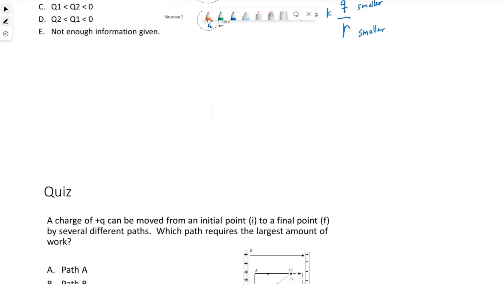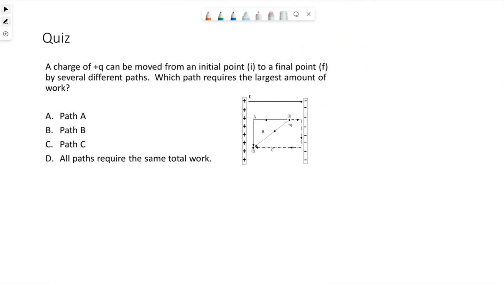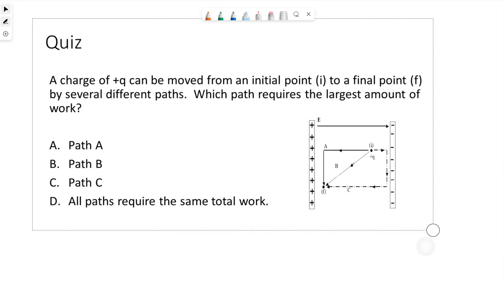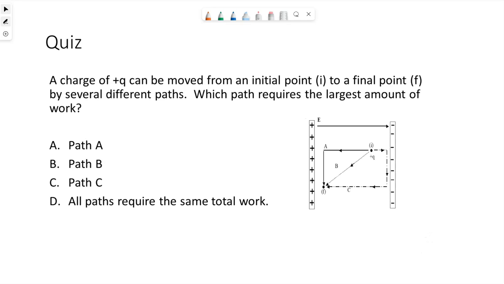One last question. Let me make this a little bit bigger, if it will let me. So you can see I and F, the initial point and the final point. Correct answer is D.